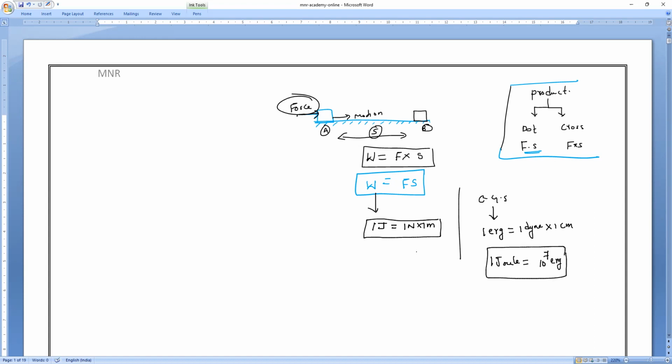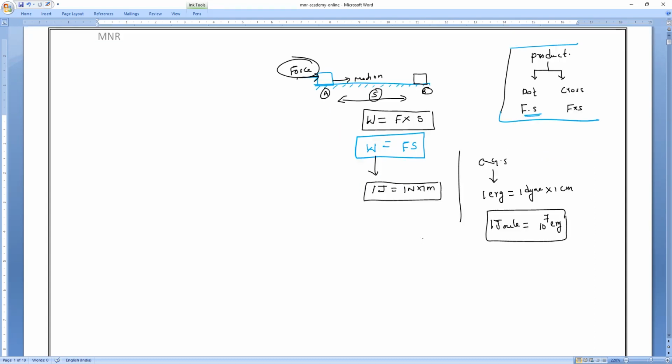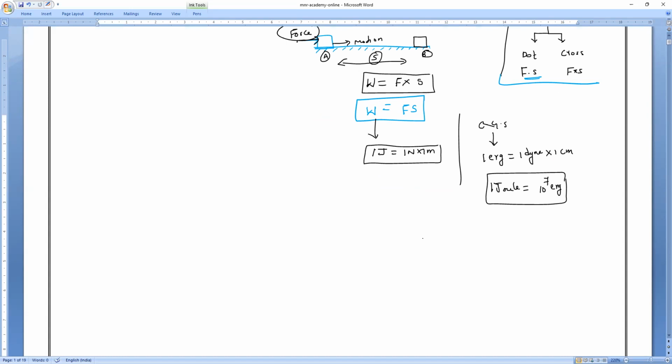I think this was not studied. Am I right, everyone? Correct? Yes or no? Yes, sir. So we all know, but let us see how to derive it. From here we'll start in today's class. 1 joule is equal to 1 newton times 1 meter.